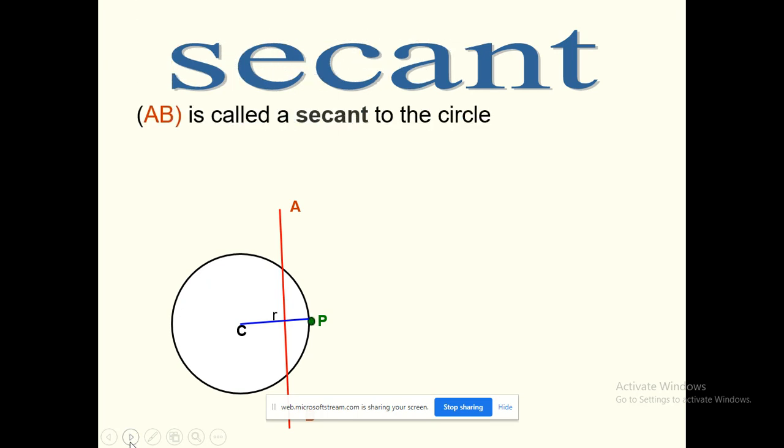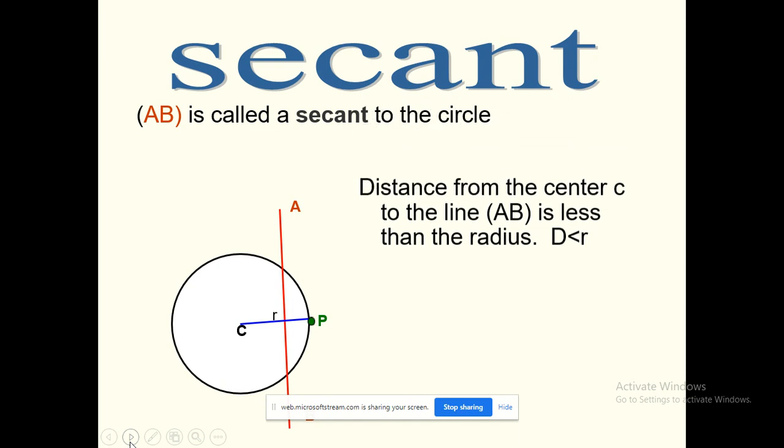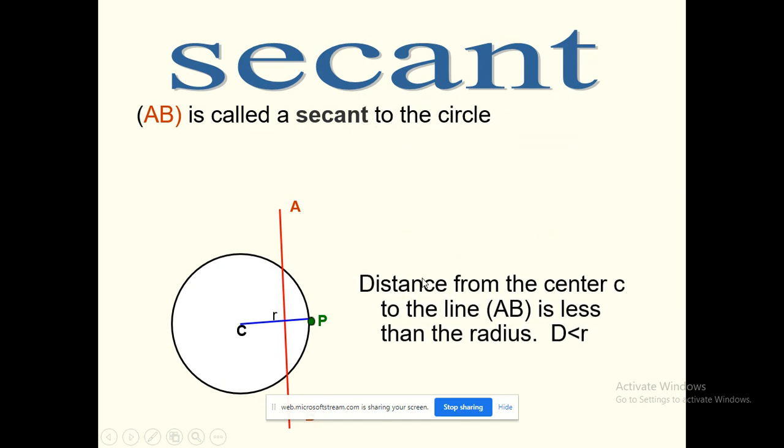If I want to know how to prove that it's a secant: if the distance from the center to the line AB, so if I measure C to this point here, is smaller than R, meaning the distance is less than R. So when the distance between the center and the line is less than the radius, it's called a secant.